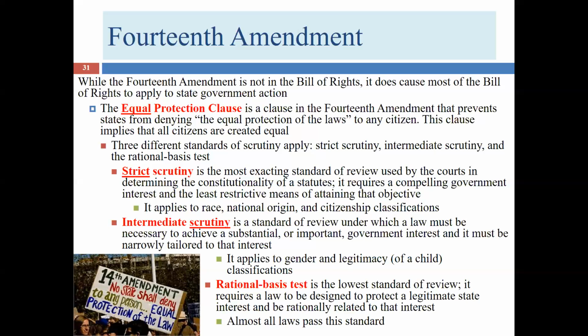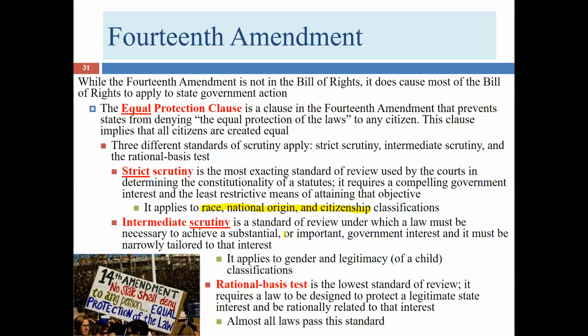But let's return to the Equal Protection Clause, that part of the 14th Amendment. And we're going to talk about strict scrutiny, intermediate scrutiny, and rational basis test. The strict scrutiny, as you can probably tell from the name, is the most strict, the most demanding. It's going to apply to situations in which the government distinguishes people based upon things like this: race, national origin, citizenship classifications. And what that, to be honest, usually means is that if there is a law that treats people differently on these bases, almost always the court's going to find that it is unconstitutional.